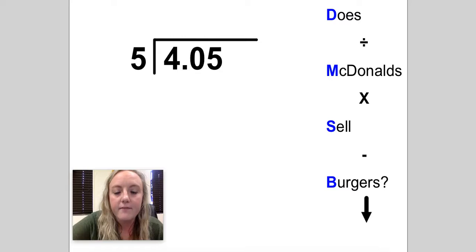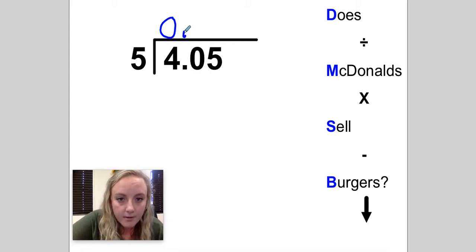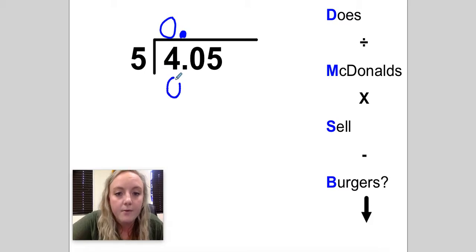Here I'm dividing by 5. Can 5 go into 4? 4 is smaller than 5, so I cannot make any equal groups. So I'm going to start this quotient with a 0. I'm going to bring this decimal point up, though. I don't want to forget to do that later. 5 can go into 4 0 times. 5 times 0 is 0. I subtract, and I have 4.